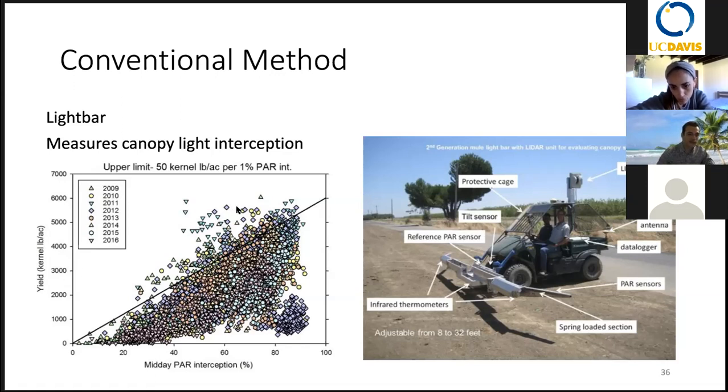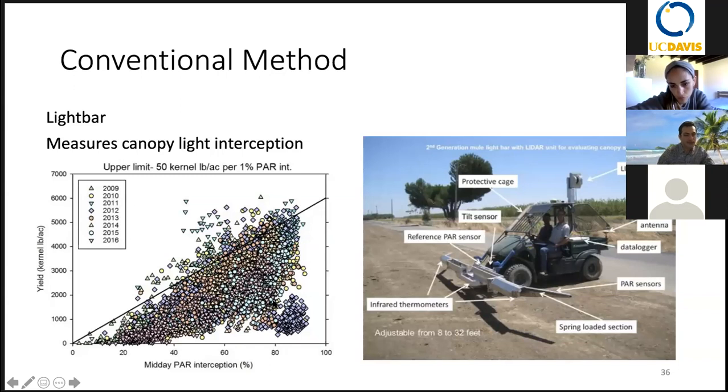This is the study that correlates the midday PAR interception, usually measured in June, July, to the actual yield. And we can see that this is for a lot of data from 2009 to 2016, and for different nuts, including almond, pistachio, walnut.